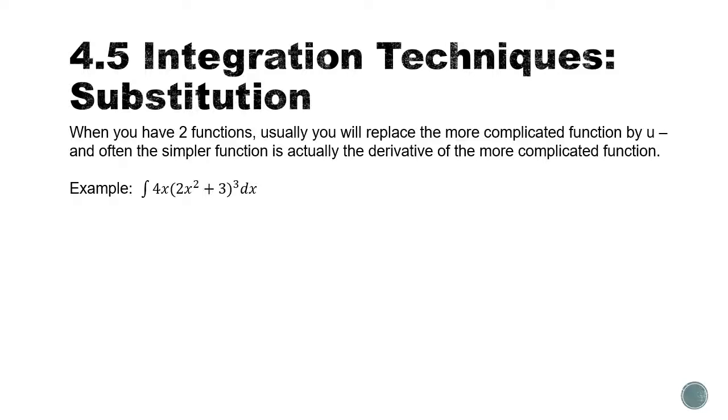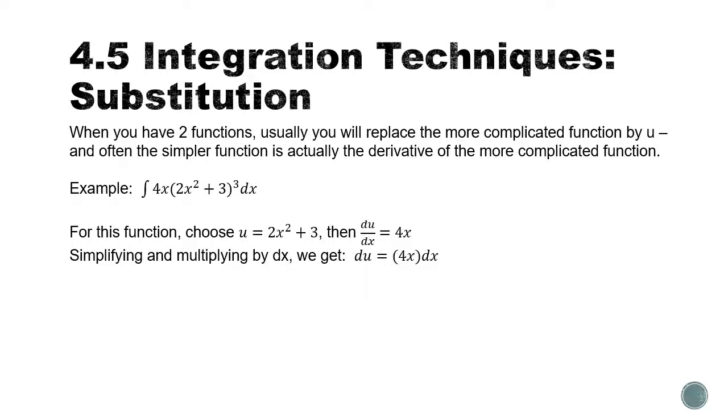Okay, we've got 4x times 2x squared plus 3 to the 3rd. Usually something inside parentheses with a power is another good clue as to what you want u to be. Okay, and 2x squared plus 3 is the more complicated function. So we're going to let u be 2x squared plus 3. Du dx would then be 4x, and like we did before, we're going to solve for dx. So du is 4x dx, so du over 4x is dx. So we're going to replace 2x squared plus 3 with u, and dx with du over 4x.